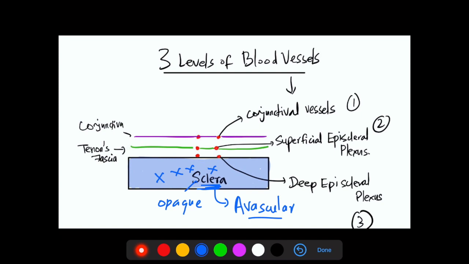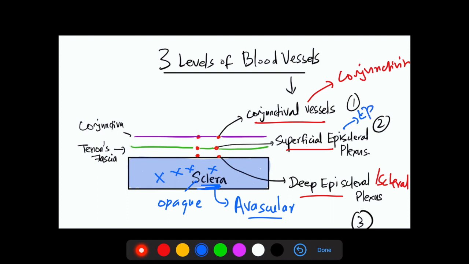So we have seen the three levels of blood vessels: the conjunctival, the superficial episcleral and the deep episcleral or scleral plexus. Why are they important to understand? Because conjunctival vessels are congested or dilated in conjunctivitis, right? The superficial episcleral plexus is going to be inflamed in episcleritis.